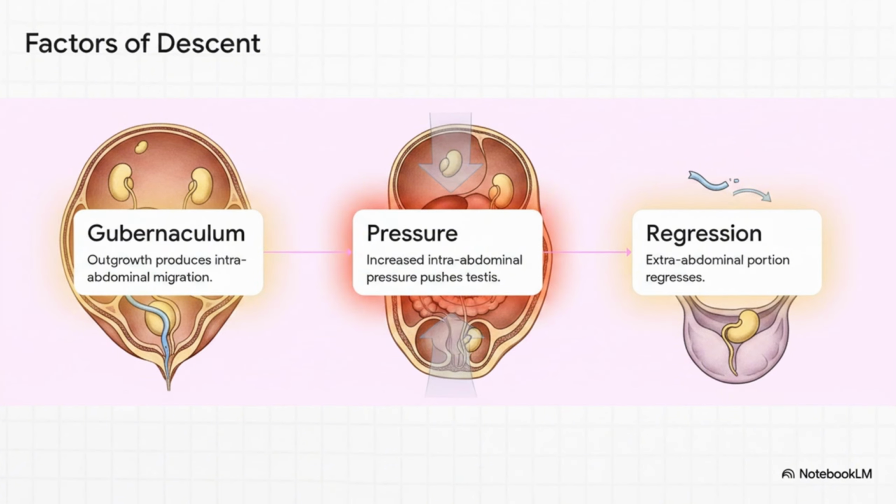Number two, as organs grow, intra-abdominal pressure increases, literally pushing the testis through the inguinal canal. And number three, the extra-abdominal portion of the gubernaculum actually regresses, pulling the testis all the way down into the scrotum.